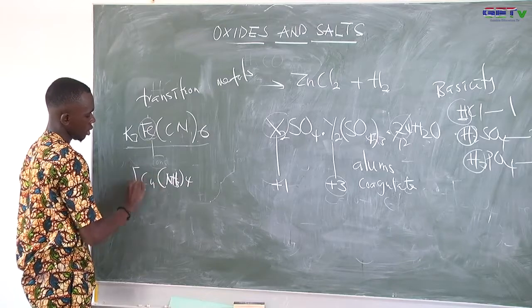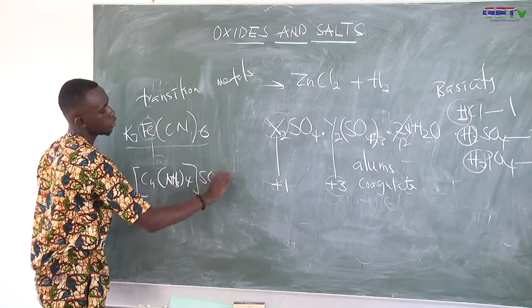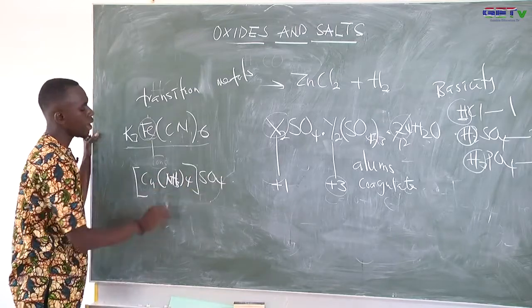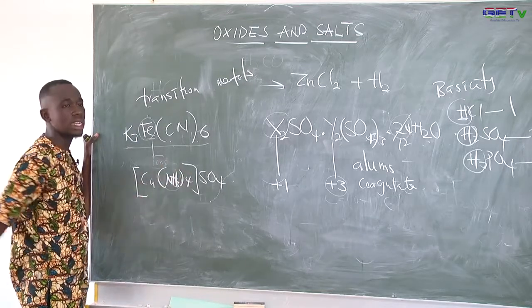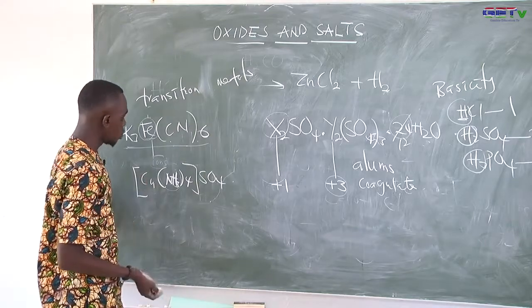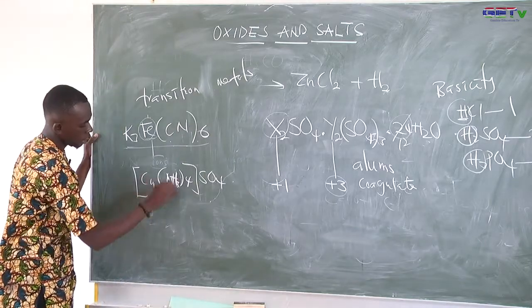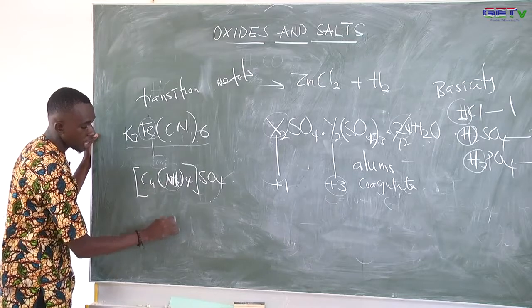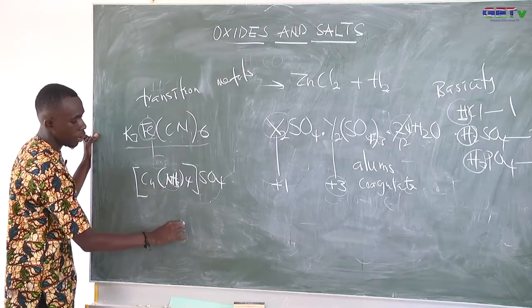Another example we can have is tetraamine copper(II) tetraoxosulfate(VI). In this case, we have what? A ligand. Now this ligand here is a neutral molecule that can directly donate 2 lone pair electrons. That is, if you draw this bond now, you know that ammonia is having what? A lone pair of electrons.